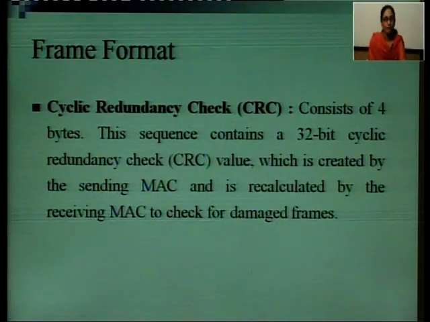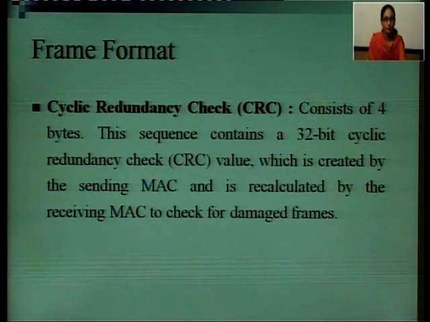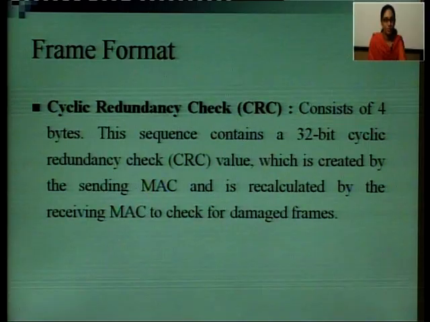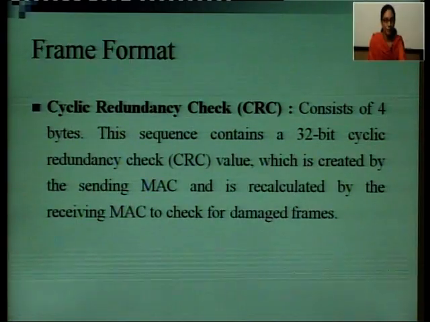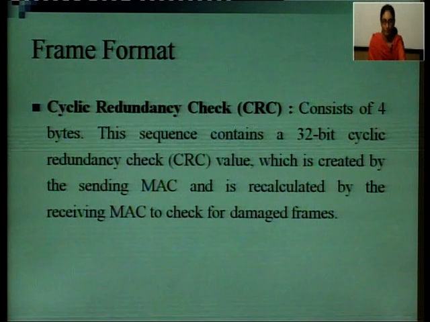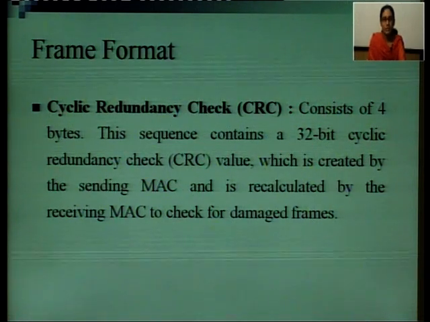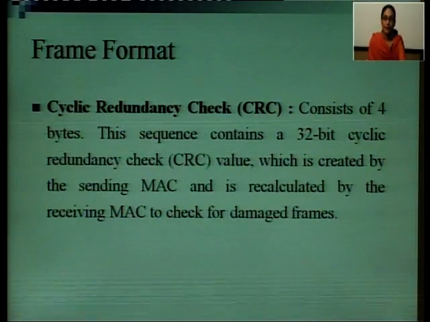The last field in the frame format of Ethernet is the CRC, which consists of 4 bytes. This sequence contains a 32-bit cyclic redundancy check value, which is generated by the sending MAC and recalculated by the receiving MAC to check for damaged frames. CRC is basically an error detection and error correction method.